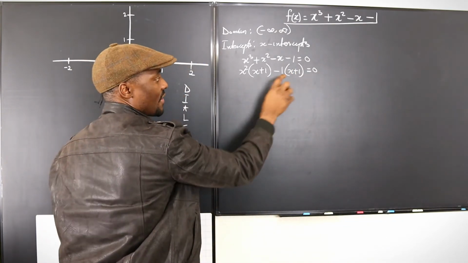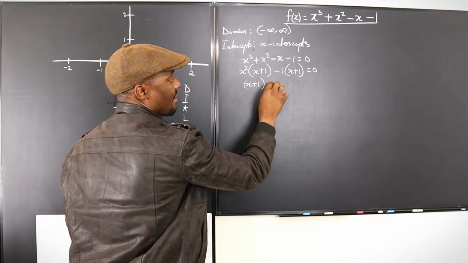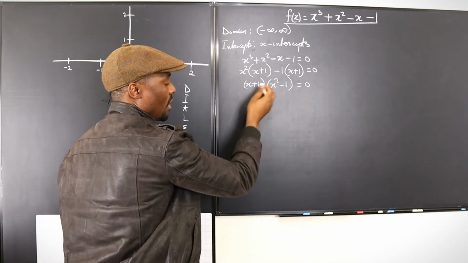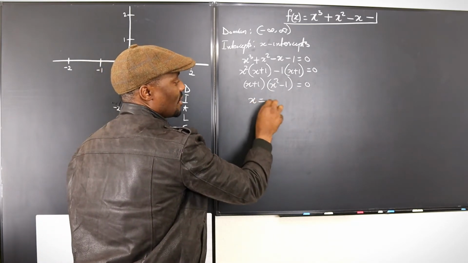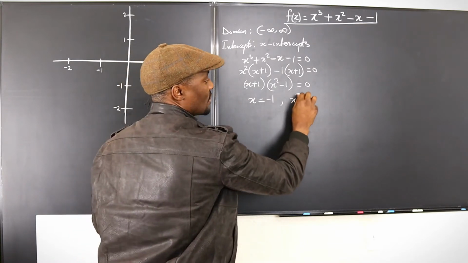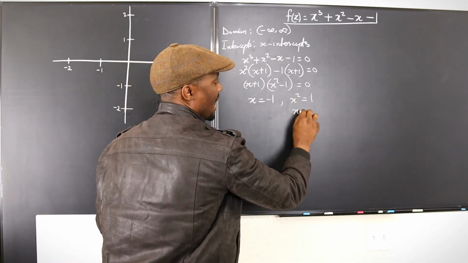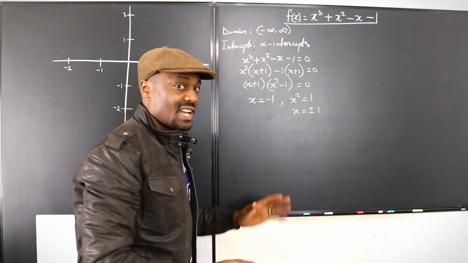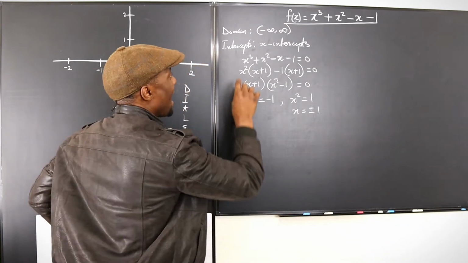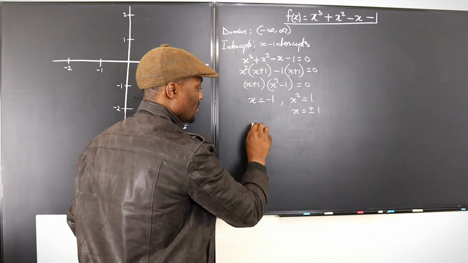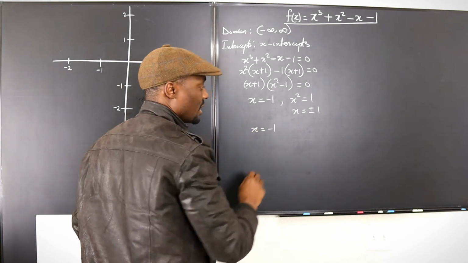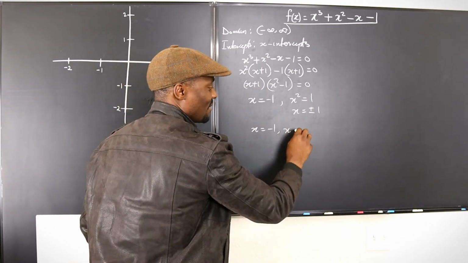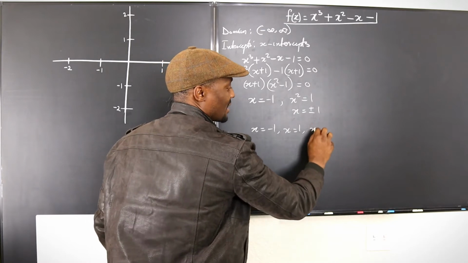As you can see, I can take out x plus 1, and then I'll have x squared minus 1 equals 0. Now I can open this up, or let's just say I have x equals negative 1, or x squared equals 1. So x equals plus or minus 1. Okay, now, what are the answers that I have? I have the x-intercepts: x equals negative 1, x equals 1, and x equals negative 1.